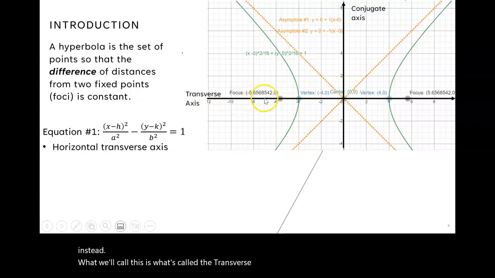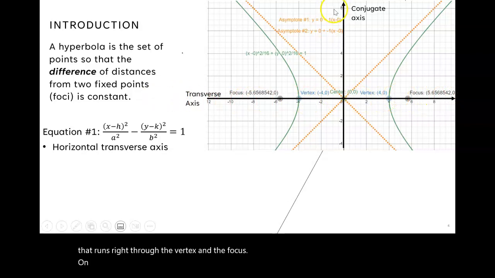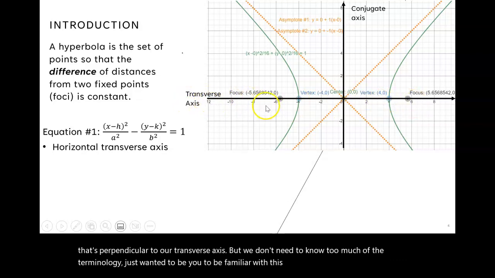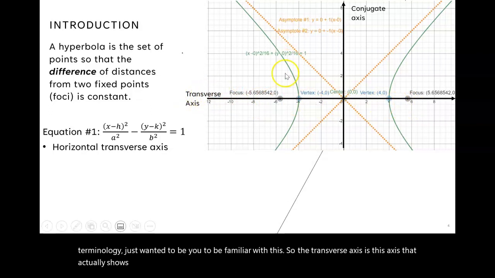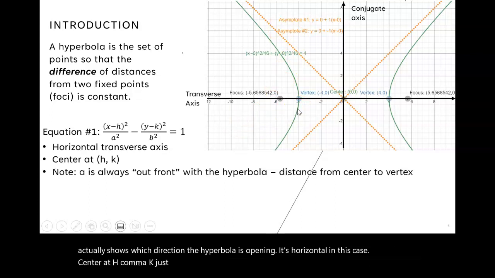What we'll call this is the transverse axis. So the transverse axis is the axis that runs right through the vertex and the focus on either side here. We also have what's called a conjugate axis. The conjugate axis is the axis that's perpendicular to our transverse axis. But we don't need to know too much of the terminology. I just wanted you to be familiar with this. So the transverse axis is the axis that actually shows which direction the hyperbola is opening. It's horizontal in this case. Center at h comma k, just like with ellipses and parabolas.